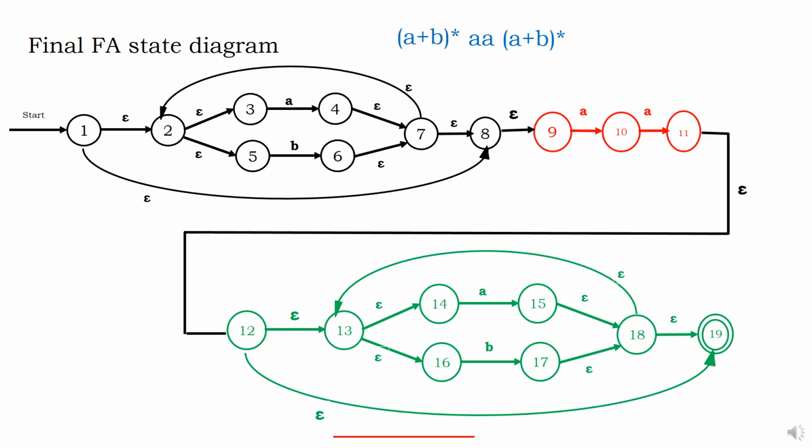Let us have one more problem. Obtain a finite automata for the regular expression A star plus B star plus C star. I am having a star operation and I am having union operation. I am going to do in 3 steps. A star first step, B star second step, C star third step, and then union. Okay. So what is that A star?